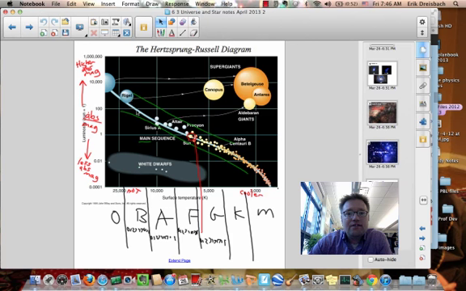Here's a star that's very, very hot, and it is very, very bright. Most stars, like the sun, fit this pattern. Not so hot, not so bright. Very hot, very bright. But a few don't fit this rule.